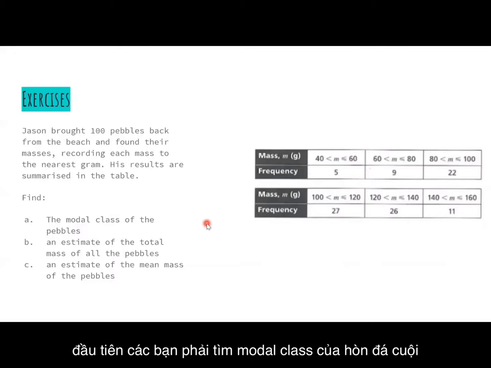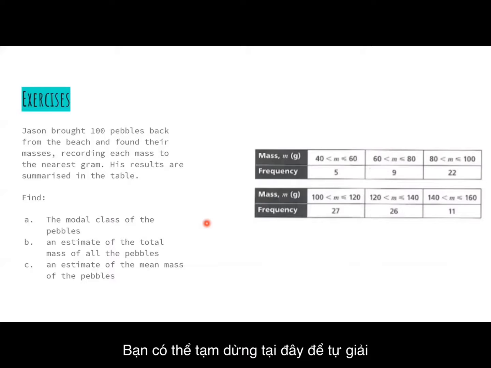The first one is you have to find the modal class of the pebbles. The second one is an estimate of the total mass of all the pebbles. And the last one is an estimate of the mean mass of the pebbles. Now, you can stop here if you want to do it by yourself.